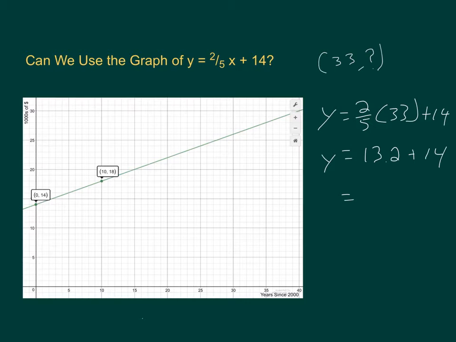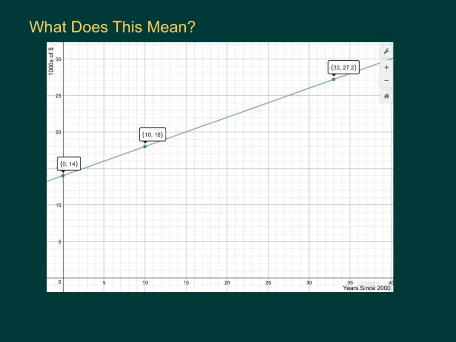I should have my y there, y equals 27.2. And so that's the answer that I get. Y is 27.2. All right, but what does that mean? Well, since the point 33, 27.2 is actually on the line, that's telling me all the information I need to know. This x value of 33 is telling me 33 years since 2000, which is 2033, the year we were wondering about. It's going to cost $27.2 thousand on average for tuition at college.